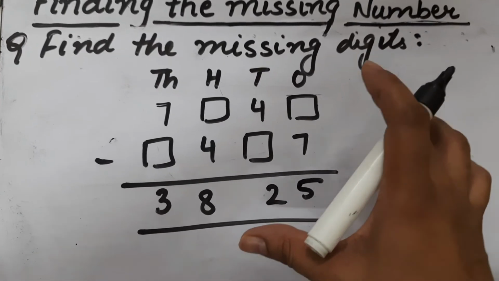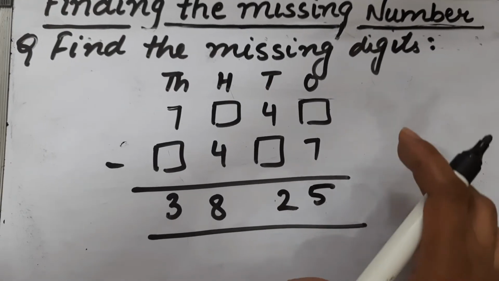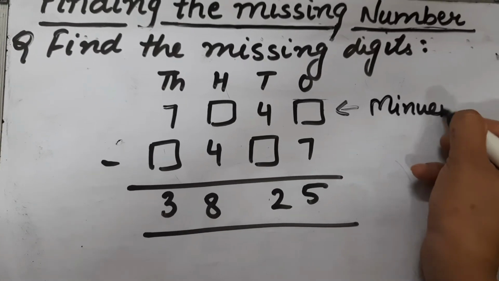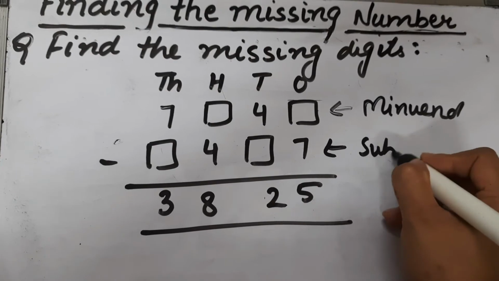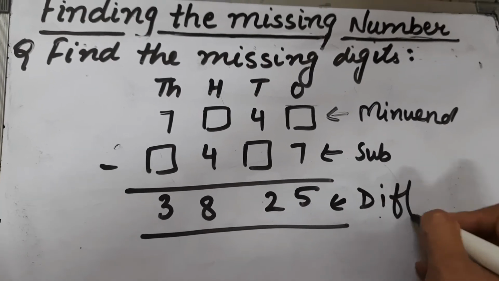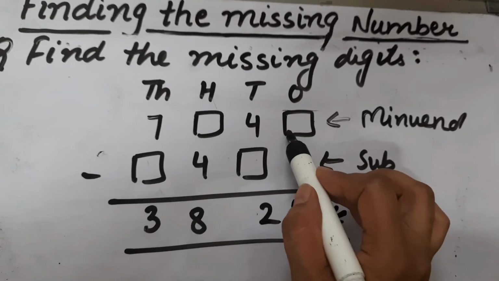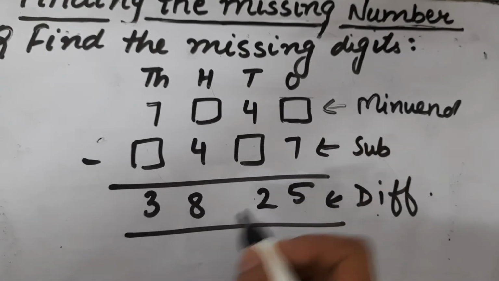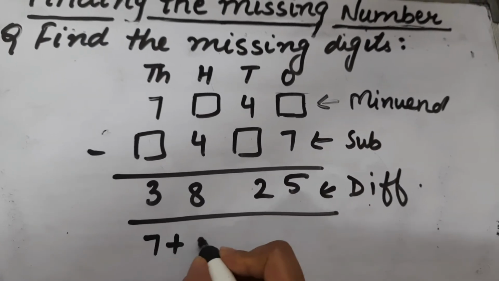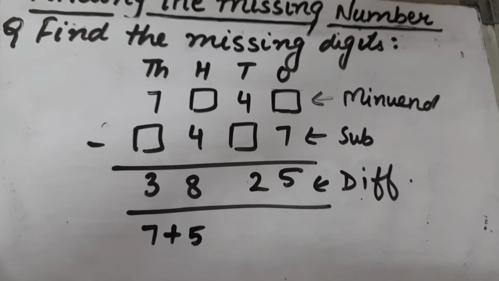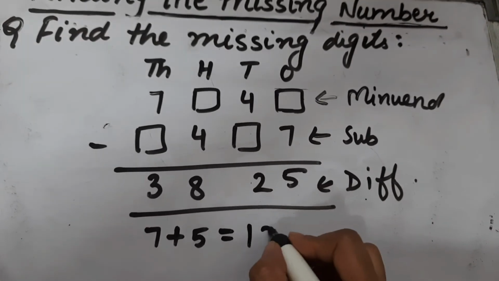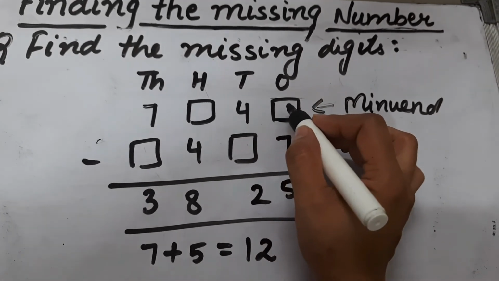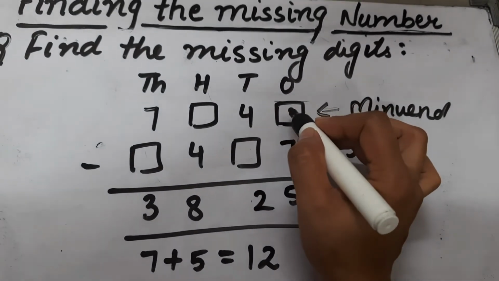If this kind of question comes to you, how do you solve it? See, this is our minuend. This is the subtrahend. And this is the difference. Now here we have to find the greater digit, that means the minuend. So how will we find it? We will add 7 and 5, and we get 12. But we cannot write 12 here, so we will write 2 here.